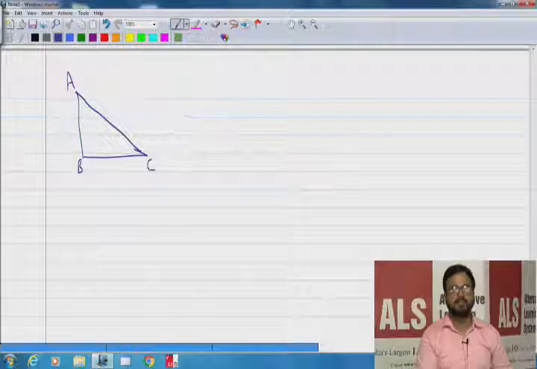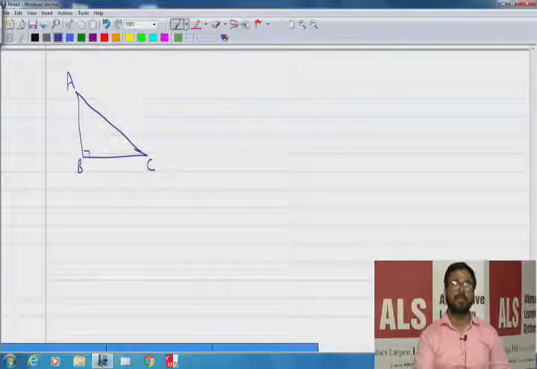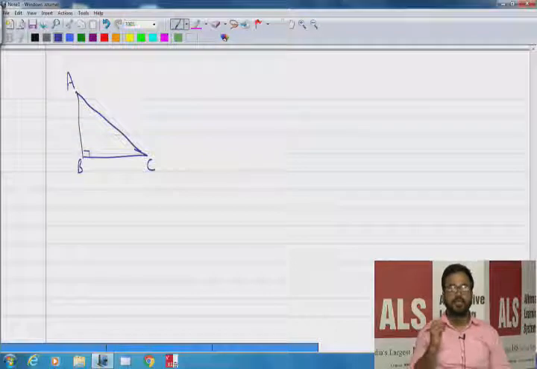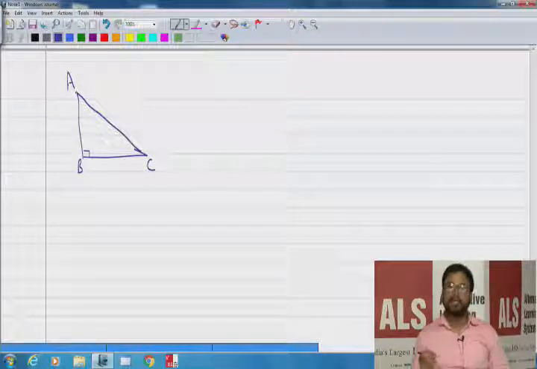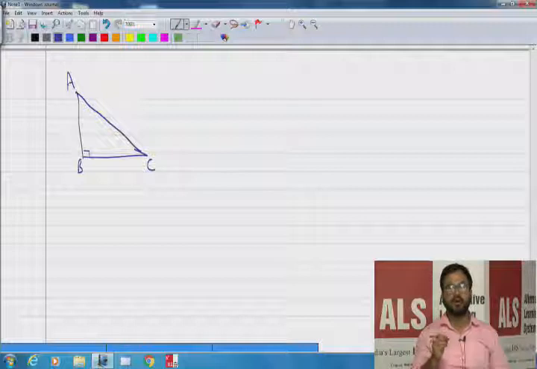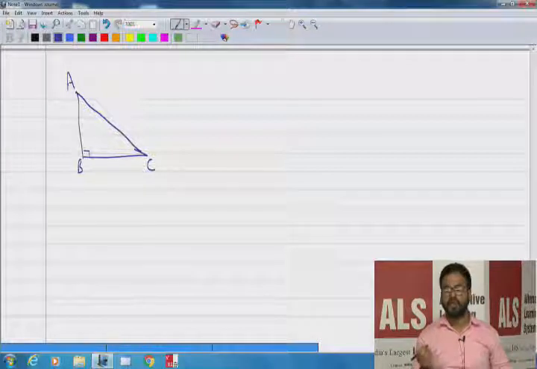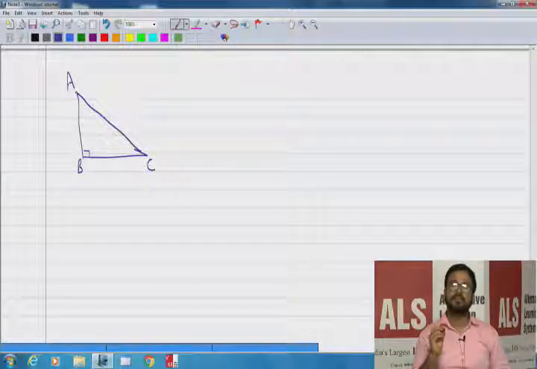Let's say ABC is my right angle triangle, angle B is 90 degrees. Always remember that whenever you are naming a triangle, the vertices of the triangle should always be named using capital letters, and the sides of any polygon, if you are naming the sides, are denoted by small letters.